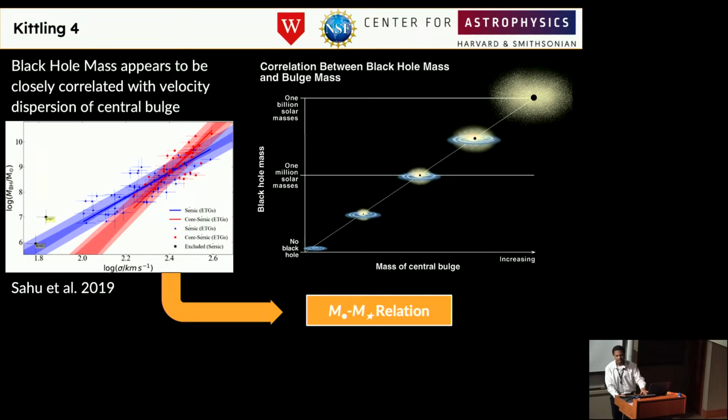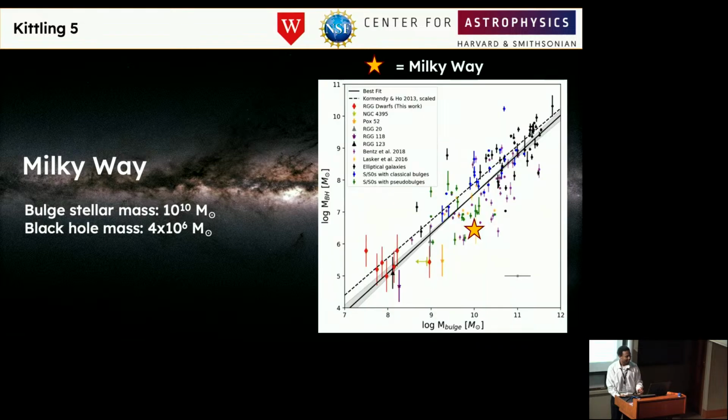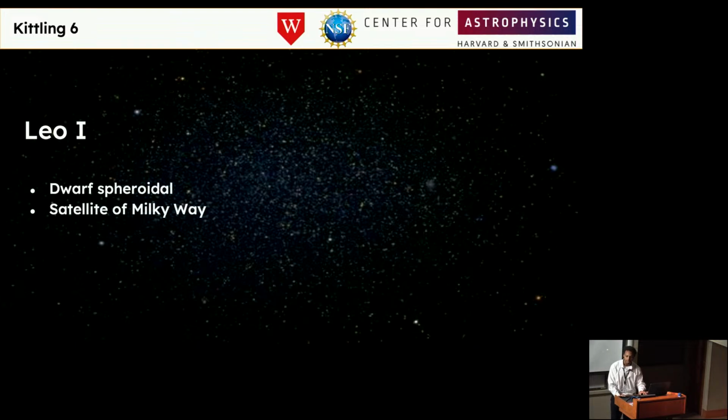So if we try to test this theory out with our own galaxy, we have the Milky Way. It's a pretty normal galaxy, has a lot of stars. Its black hole is kind of puny, but if you put it in the M-M* relation, it still fits snugly within that scatter, and everything's all good. However, if we look at another galaxy, Leo 1, Leo 1 is a dwarf spheroidal galaxy. It is a satellite of the Milky Way, discovered in 1950. It's pretty far. It's one of the most distant Milky Way satellites.